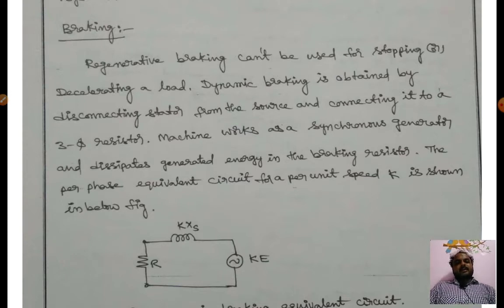Dynamic braking is obtained by disconnecting the stator from the source. We disconnect the supply source, and connect it to a three-phase resistor. The resistor we are connecting to the supply terminals. Automatically the current will reduce and the flux will decrease, and automatically the speed will decrease. This is how we are applying the braking methods to the synchronous motor.